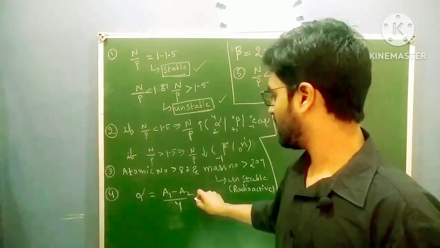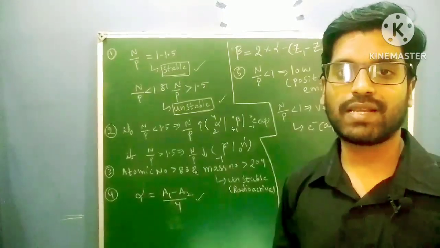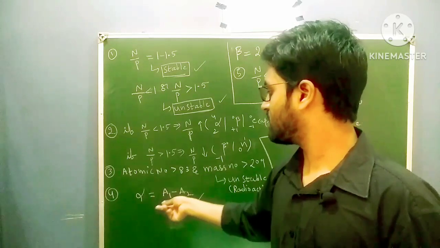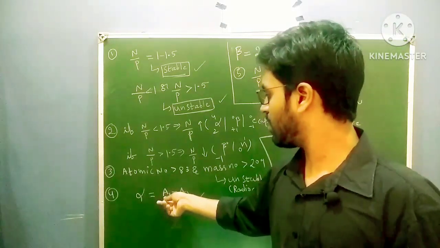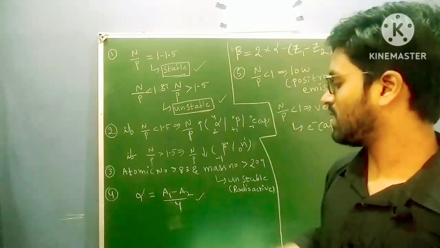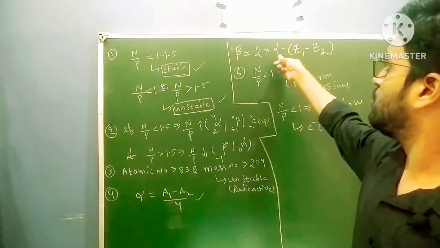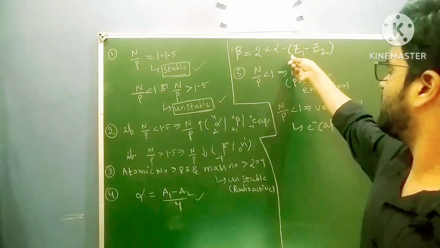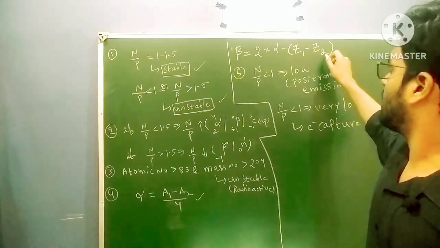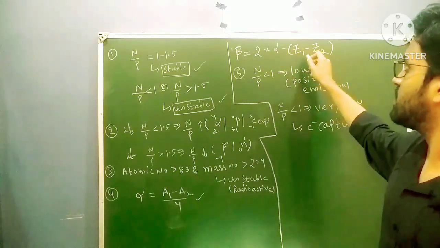Next point: alpha. How do you calculate the number of alpha particles, that is, how many alpha particles will be emitted in one reaction? Alpha equals (A1 minus A2) by 4. Here A1 is the mass number of the reactant nuclei and A2 is the mass number of the product nuclei. Next, the beta particles. Number of beta particles equals 2 times the number of alpha particles minus (Z1 minus Z2), where Z1 is the atomic number of the reactant nuclei and Z2 is the atomic number of the product nuclei. So, 2 times alpha minus (Z1 minus Z2).